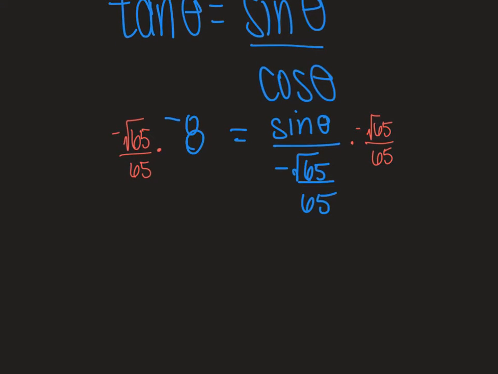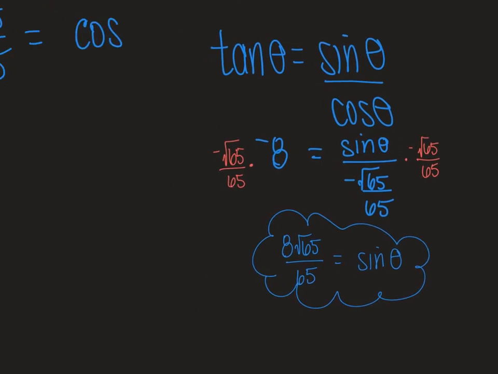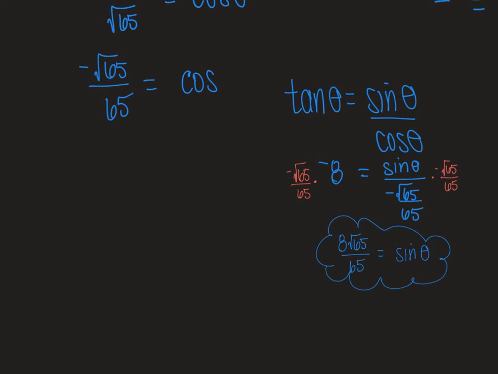So if you could simplify from here, you would. Not necessarily going to happen between 8 and 65. So your answer is actually going to be 8√65 over 65. So that's what our sine value is going to be. So here's your sine. And then your cosine we had already had was negative square root of 65 over 65. Alright, so let's go to the next page.